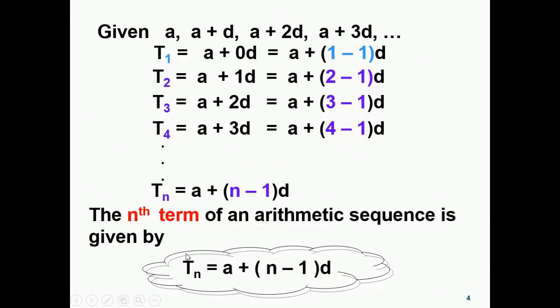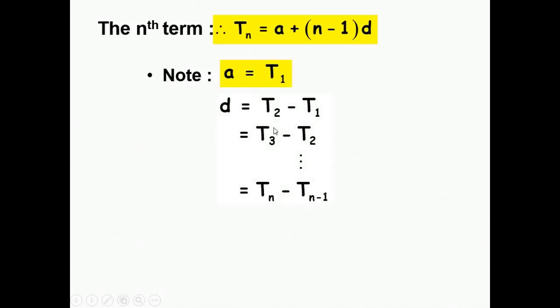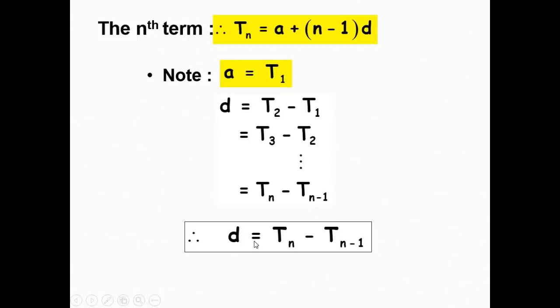So we need to know this formula. The nth term is A plus n minus 1 D. A here is the first term. D is the common difference. How to get the common difference? The common difference can be found from T2 minus T1, T3 minus T2, and so on. So in general, the common difference can be defined as D is equal to Tn minus Tn minus 1. Note here, D must be a constant.